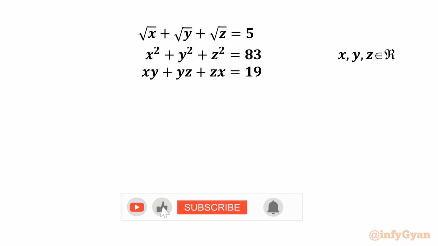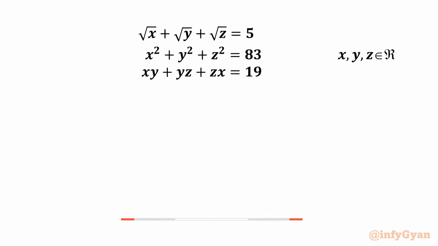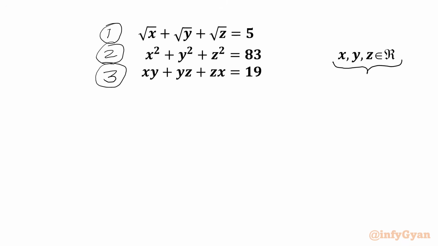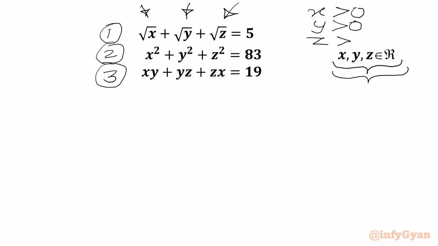Today in this video we have one very interesting question from system of equations which we are going to solve for the real values of x, y, z. So let's get started by considering this is equation 1. Here we will write equation 2 and this would be equation number 3. As x, y, z are real numbers and here we have square root x, square root y and square root z, we can write x must be positive, y must be positive, and z must be greater than 0.